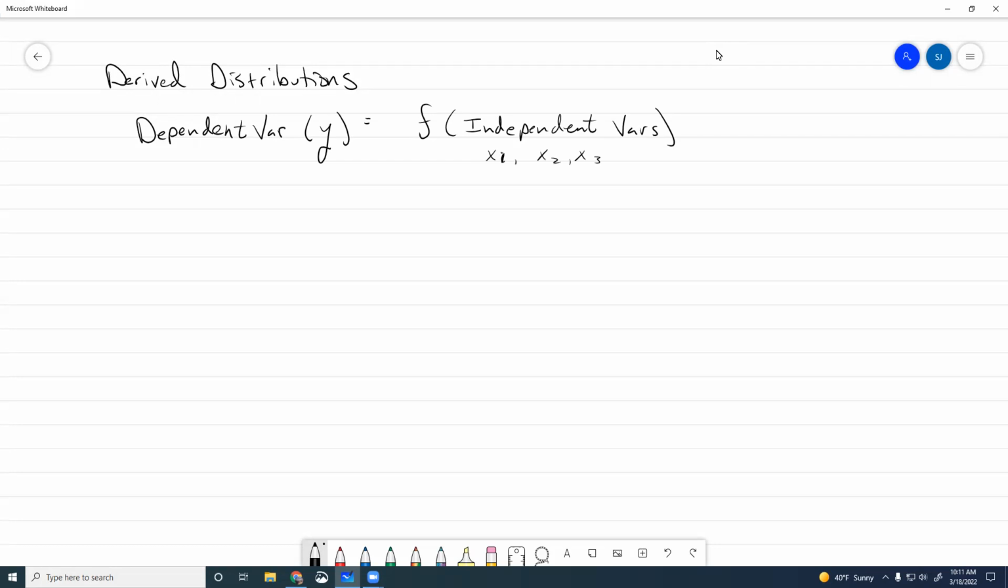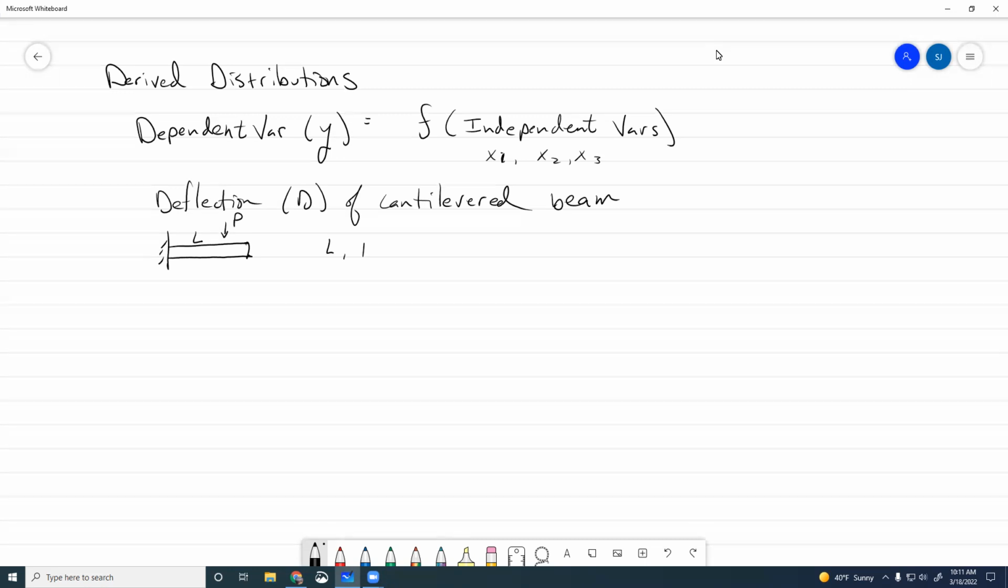I'll just give you a very simple example of the deflection d of a cantilevered beam. And so here's our beam. It's got a length, and then there's some sort of load that is applied to it, a point load. So our independent variables, we have L, we have the point load, we have the modulus of elasticity.